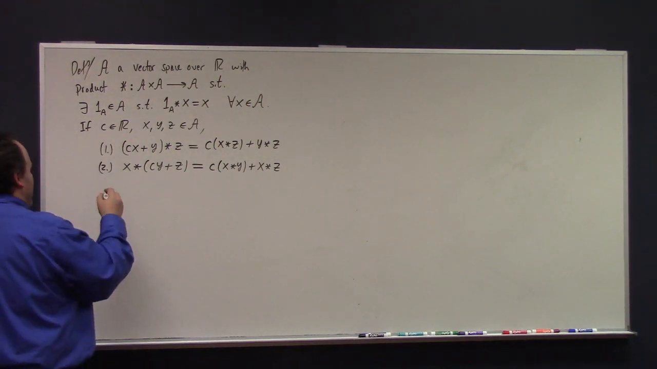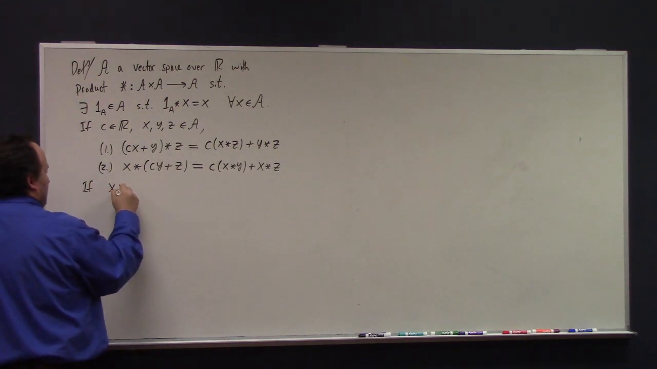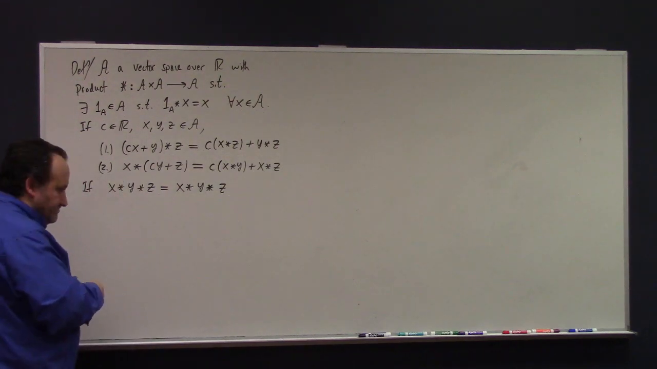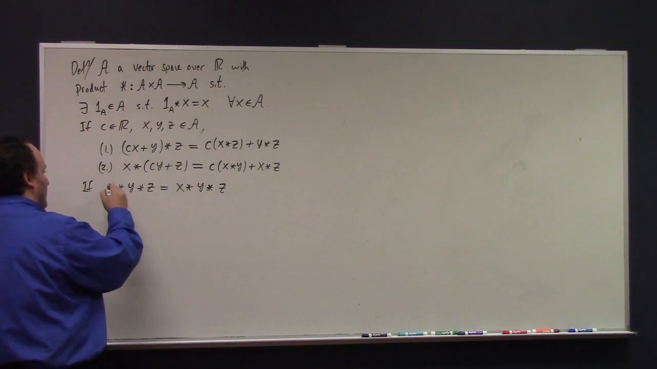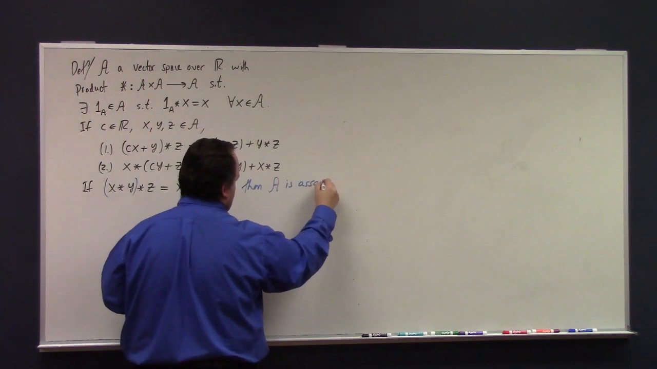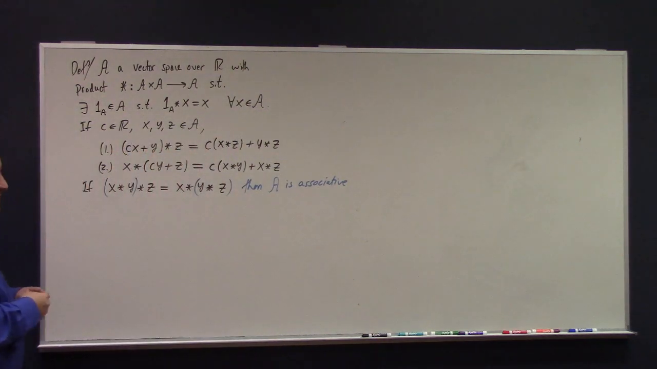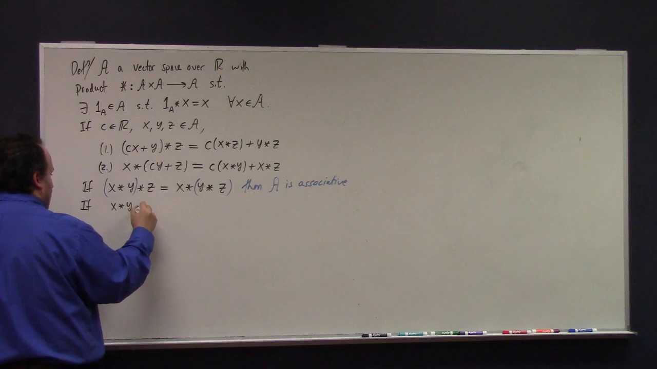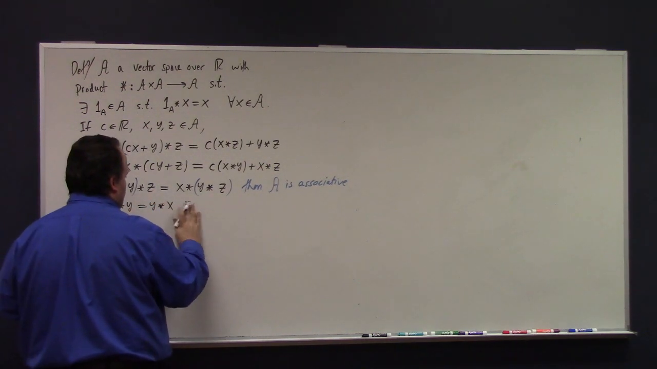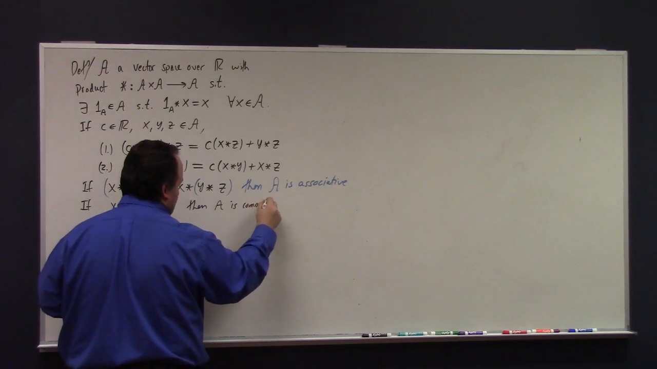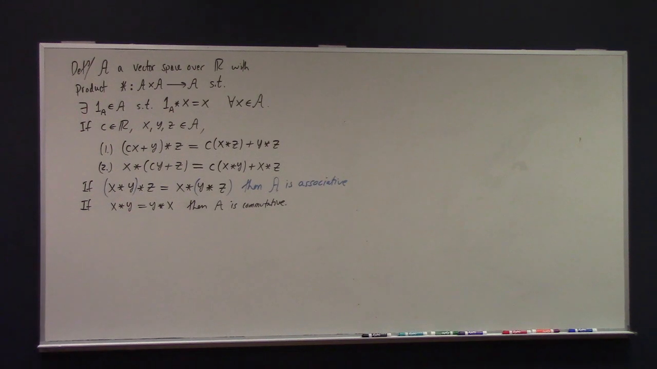But if in addition x star y star z is equal to x star y star z, in the sense that this is equal to that, then A is associative. So associative algebras are nice. It's an associative algebra. And if x star y is equal to y star x, and this is for all x and y, then A is commutative. It's a commutative algebra. So much more is known about associative algebras or commutative algebras.